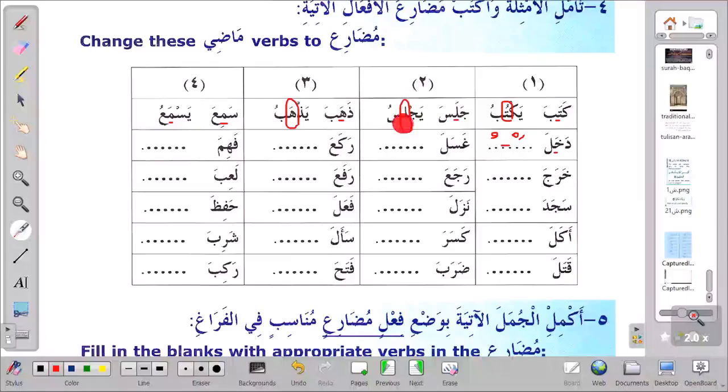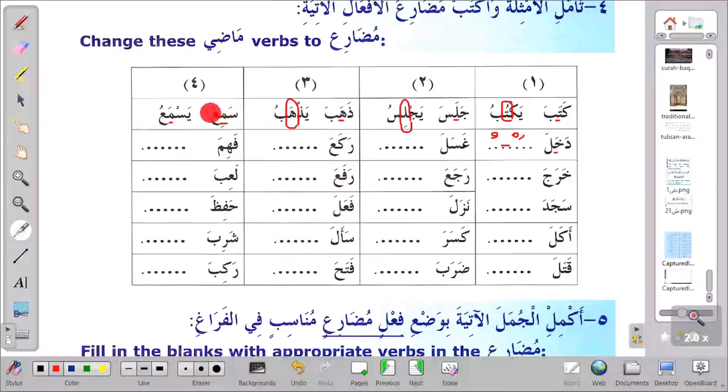Now let's look at the kesra pattern. You can see here kesra pattern. So ghasala yaghsilu. Raja'a yarji'u. Nazala yanzilu. Kasara yaksiru. Daraba yadribu. Now let's look at fatha pattern. You can see fatha pattern. Raka'a yarka'u. Rafa'a yarfa'u. Fa'ala yaf'alu. Sa'ala yas'alu. Fataha yaftahu.